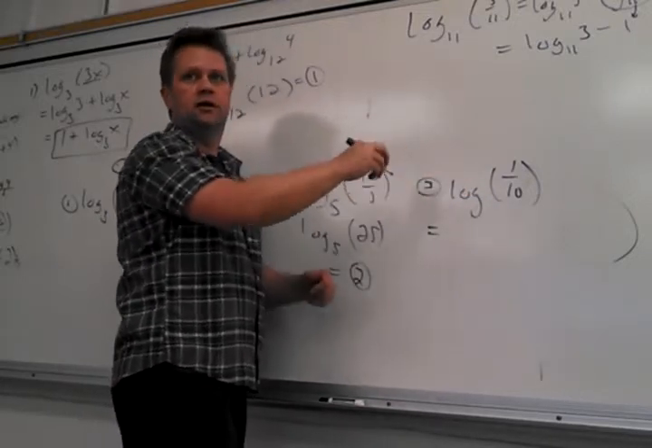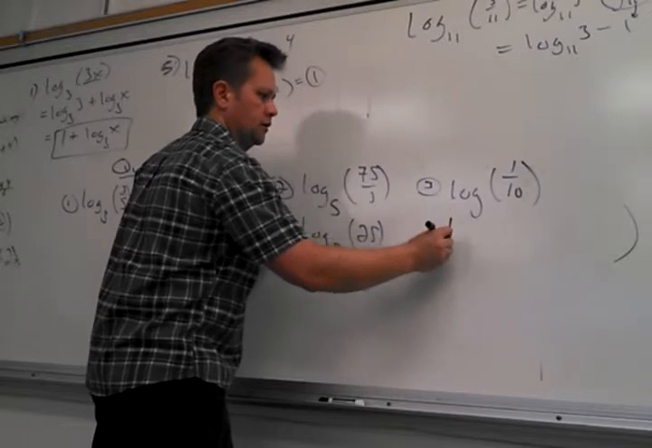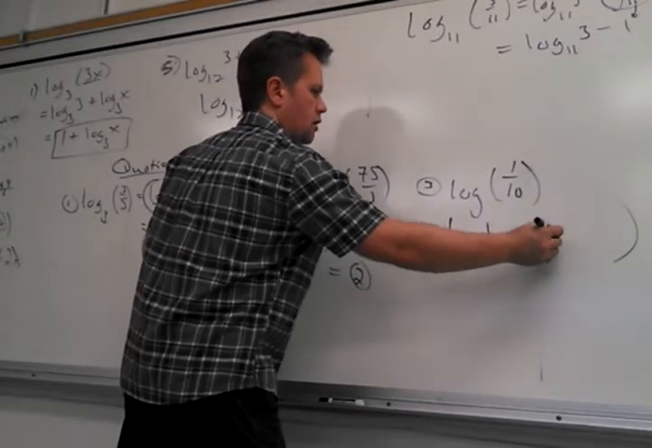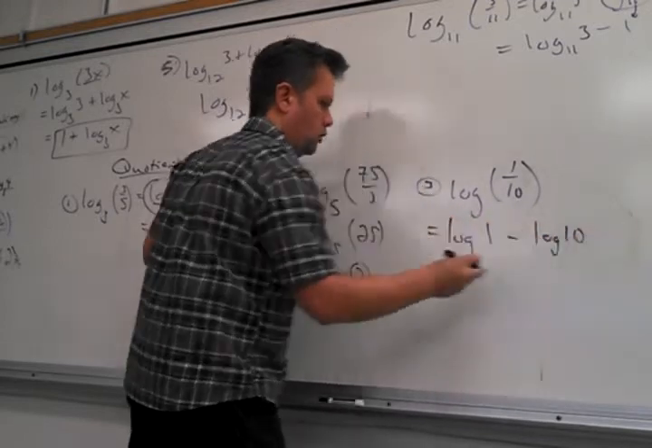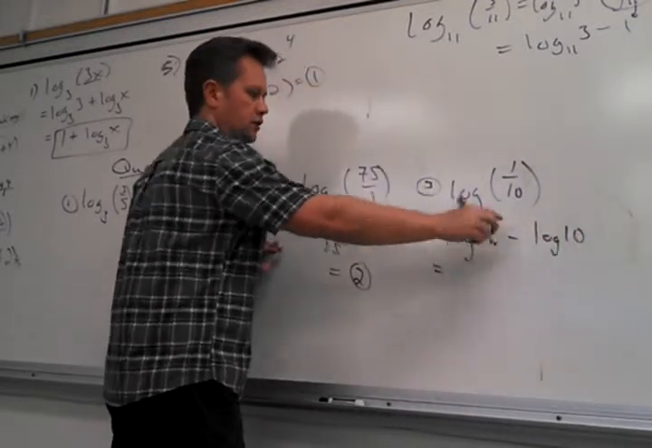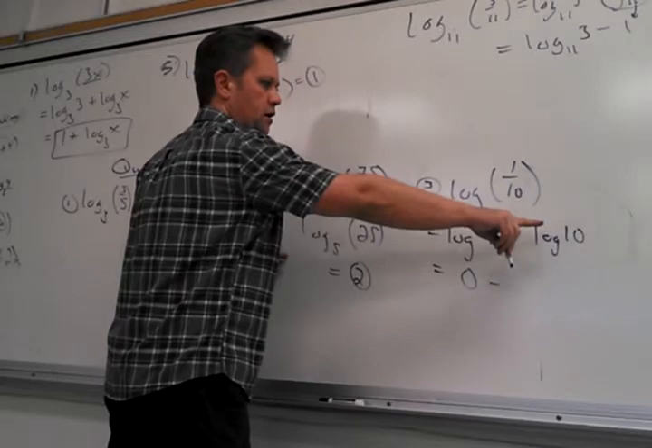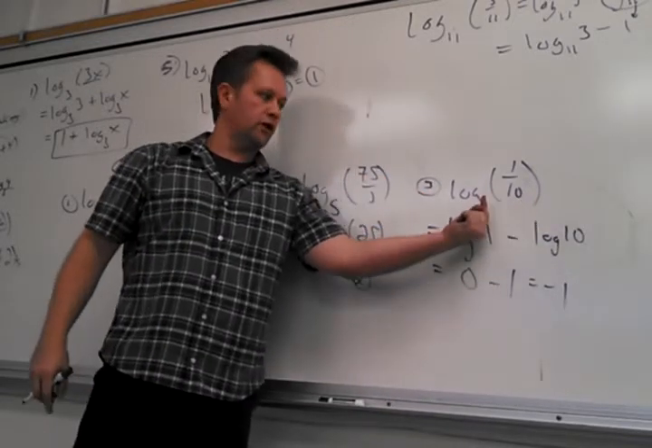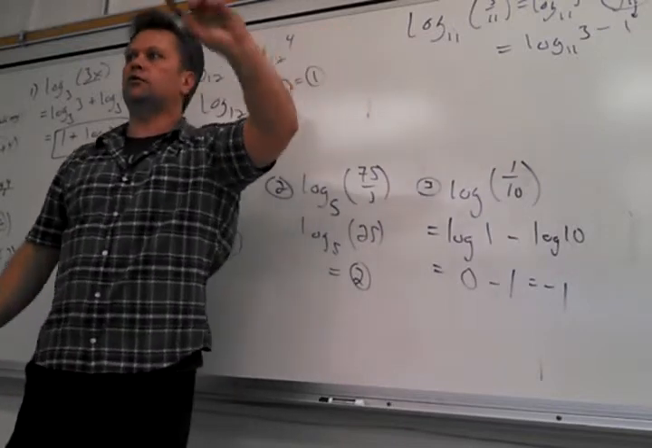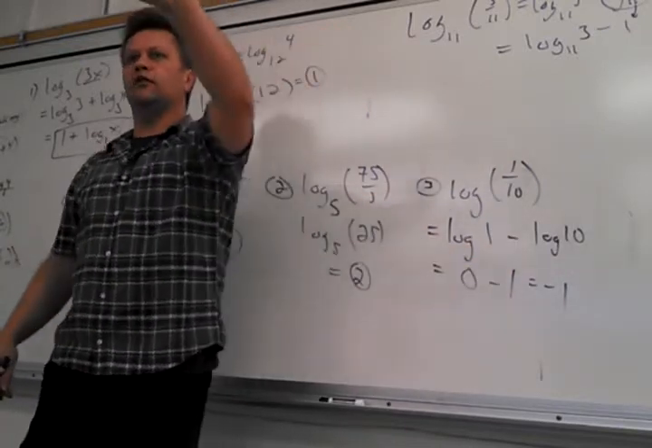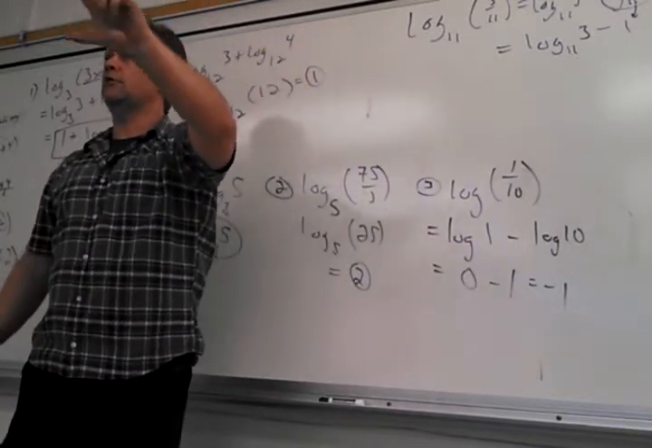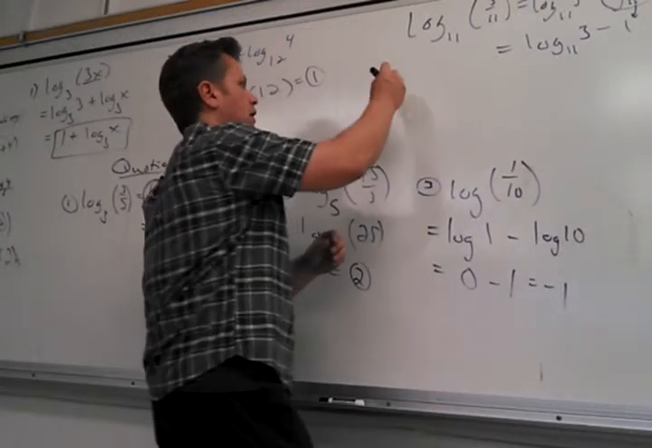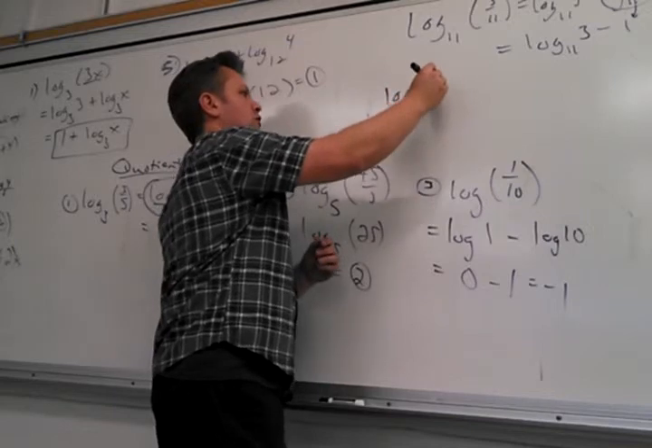There are 2 ways to do this. And I kind of want you to use a property. Log 1 minus log 10. And what's log 1? 0. Good. 10 to the 0 is 1. And what's log 10? 1. So you get negative 1. And of course, if you just do it directly, what do you raise 10 to to get 1/10? How do you flip 10 and make it 1/10? What power? What's log base 3 of 1/3?